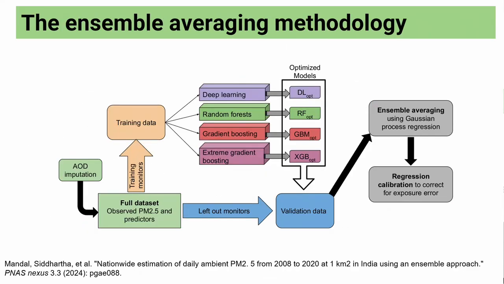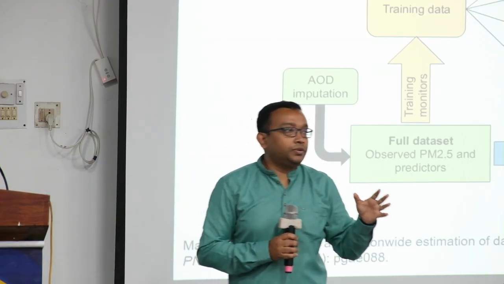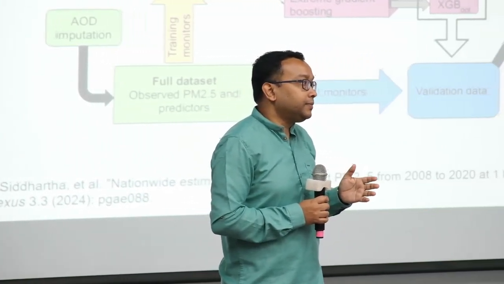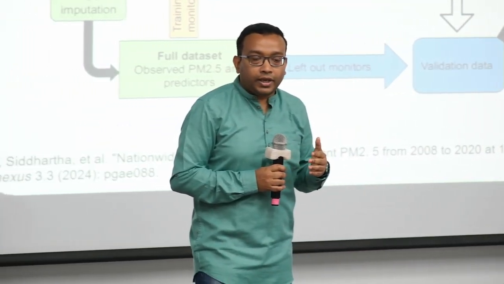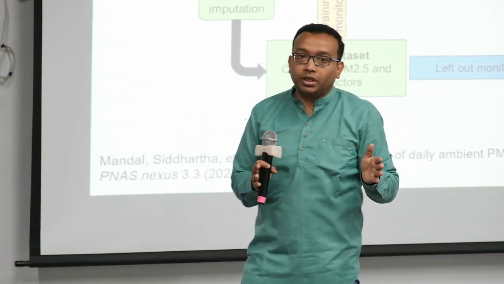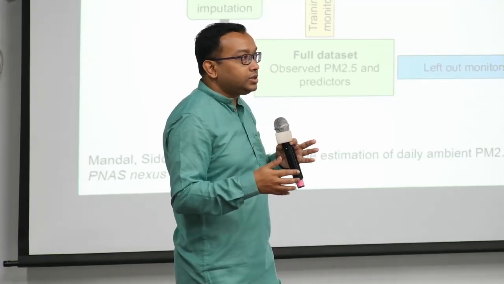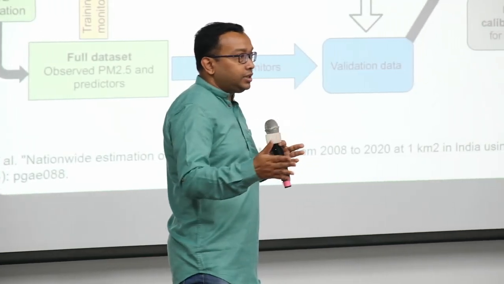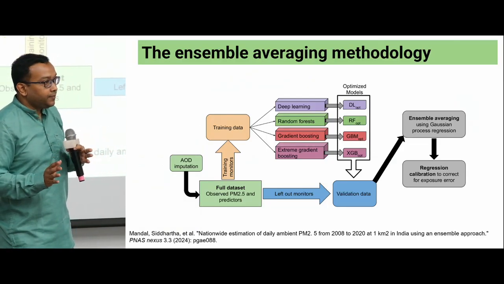So the method is more or less similar. So there are some things which you have to do beforehand. So since we have, let's say, 100 or 150 different predictors, there cannot be any missingness in that data. So every predictor needs to have all the values for whatever period, because remember that we are doing this for every day. So the idea is to get PM 2.5 averages for every day from 2008 1st January till 2020 31st December for every square kilometer of the country.